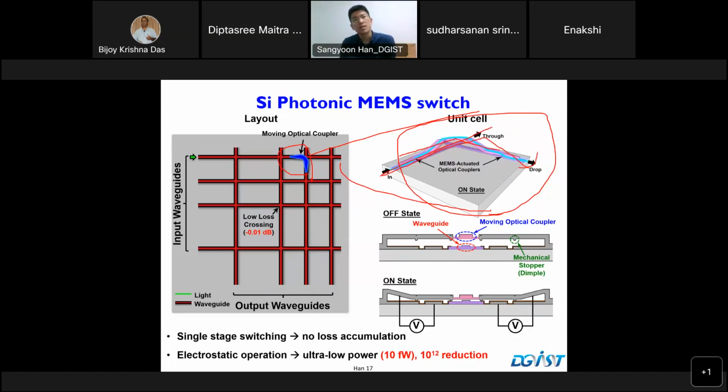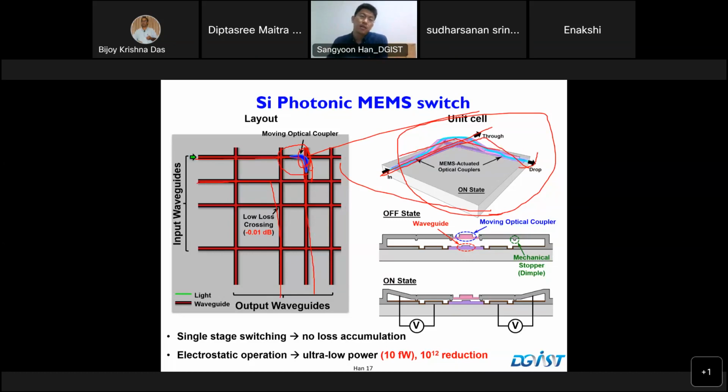By doing this, regardless of how many ports you have, the light only needs to go through one switching, because the light only needs to bend once. So the optical loss doesn't increase as much as in the MZI-based architecture. This way we can increase the port count to a large amount without too much loss penalty.